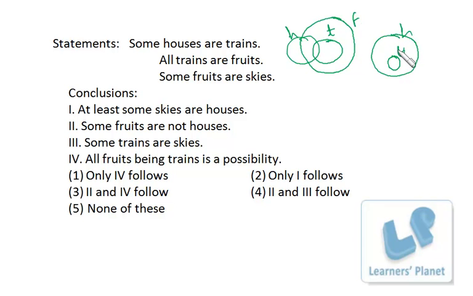And over here all the trains are fruits. We can have an outer circle over here, we can have a circle over here like this, like this. So this is also a possibility, this is also a possibility, right? I hope you are getting me.